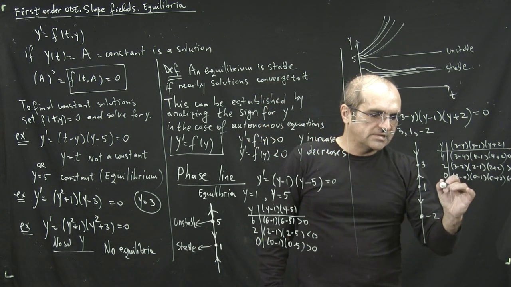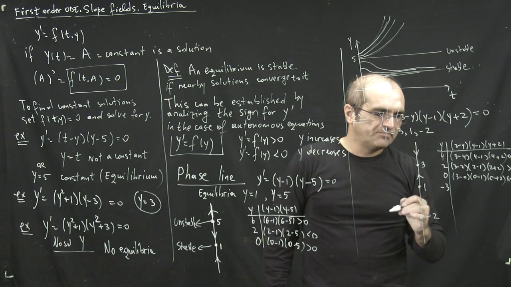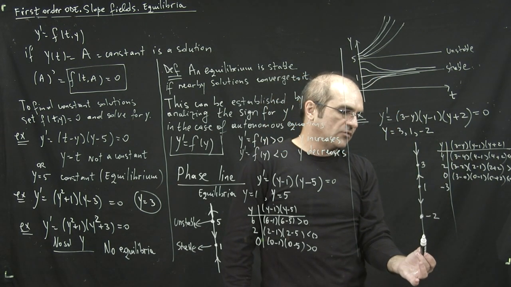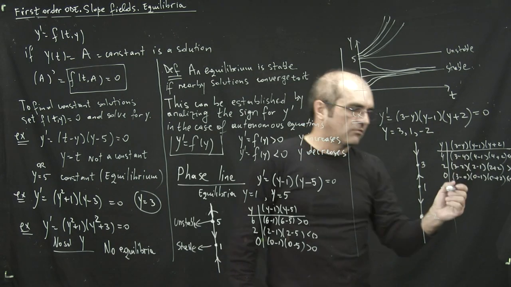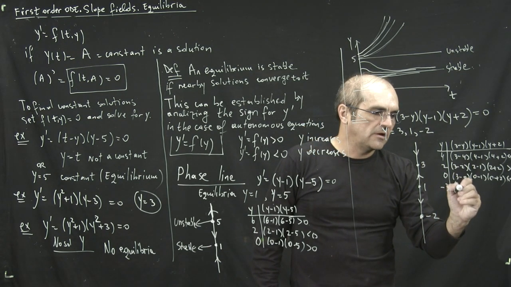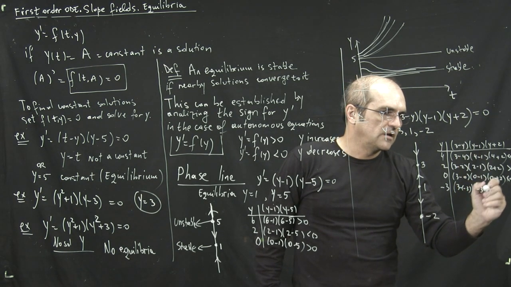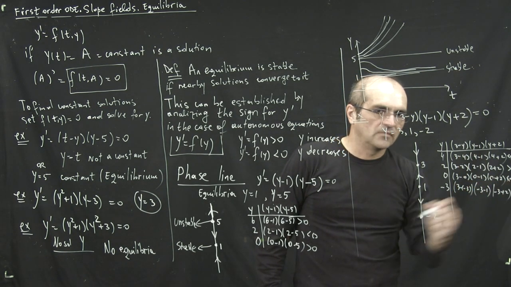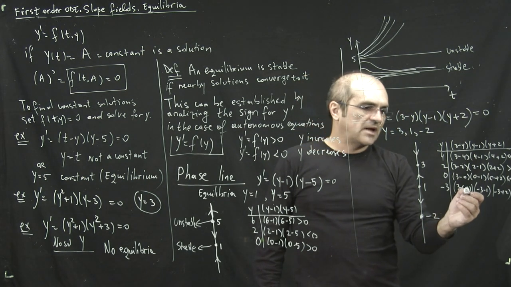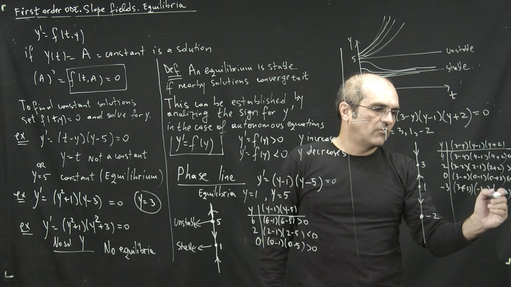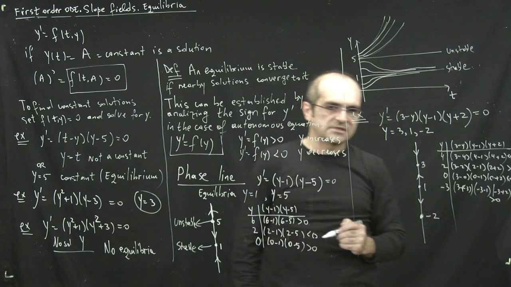Below minus 2, let's pick test point minus 3. Here we have to be careful, of course, with the signs, right? So if you plug in minus 3, that's 3 minus negative 3, so that's going to be 3 plus 3, right? Then negative 3 minus 1, and then negative 3 plus 2. What do I get here? Positive, negative, negative. So that's going to be overall positive, right? This expression.